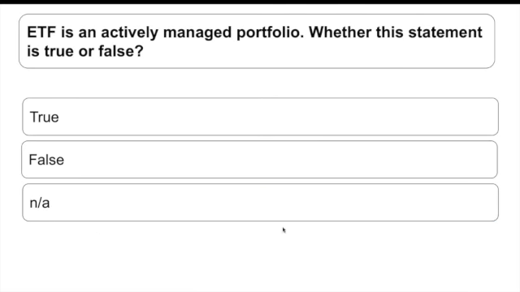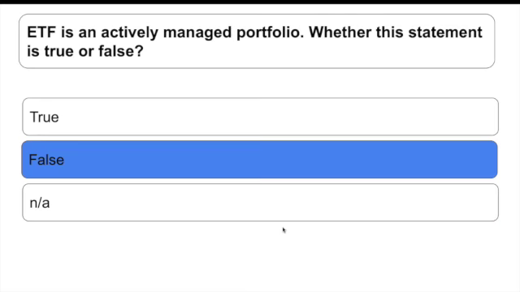Going to the next question, ETF is an actively managed portfolio. Whether this statement is true or false. So definitely this statement is false.